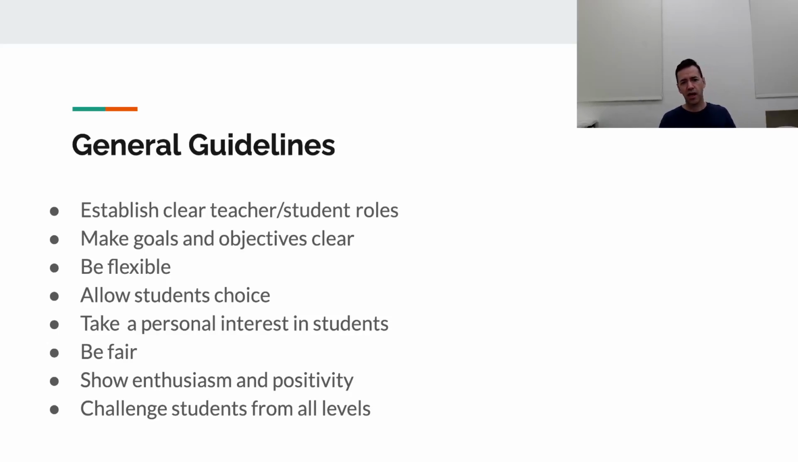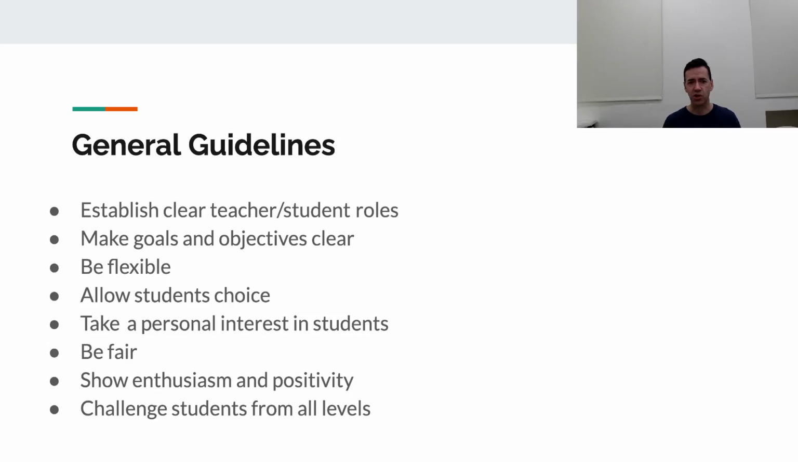So you need to have your roles clear. So as a teacher, what's my role? As a student, what's your role? And then stick to those roles that you've outlined. Make the goals and objectives very clear from the very beginning of your class. What is it that the students are expected to do in your class? Be flexible. If you make rules, you've got to always consider every situation, and it doesn't always have to be black and white. Sometimes things can change to make the situation better.